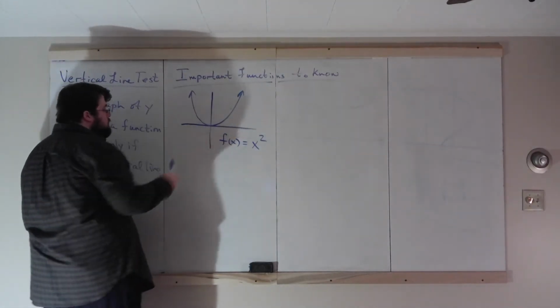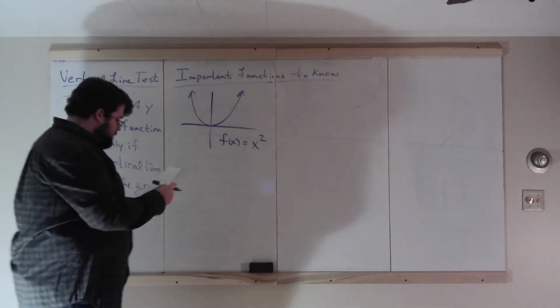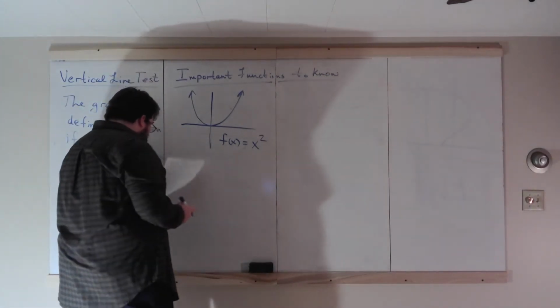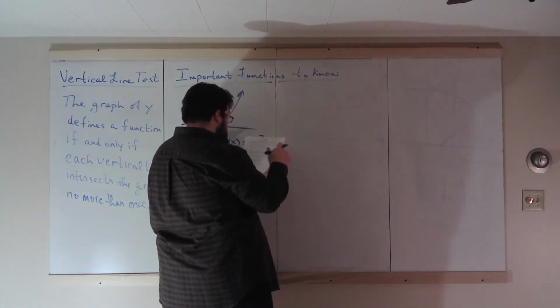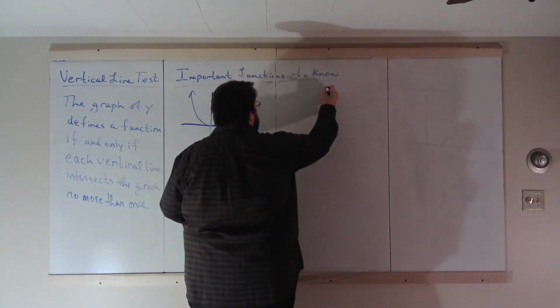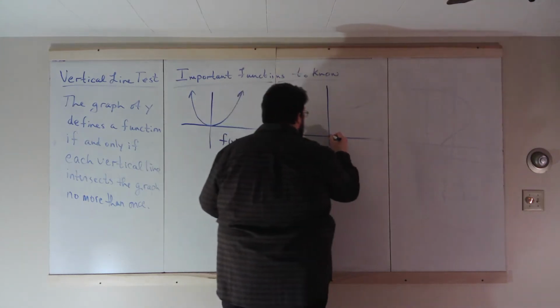Goes through the point 0, 0. We will use ordered pairs for points when we actually label them. We haven't done that yet. So there's one function. Let's do this function. There are going to be 6 functions under this important functions to know.